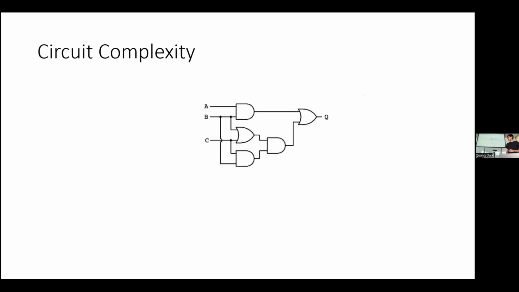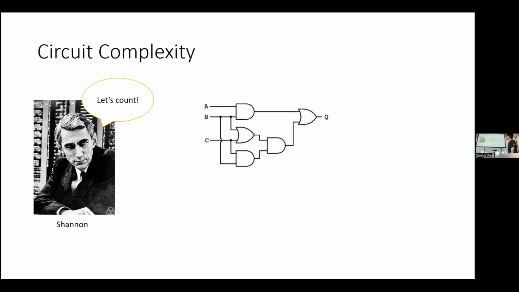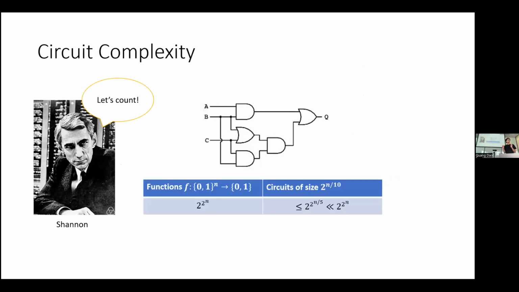Let's start with a typical opening where we consider circuit complexity. Starting from the 1950s, we have known from Shannon that if you count the number of truth tables and also count the number of small-size circuits, you will see that most functions are extremely hard, which means that they require exponential circuit size.